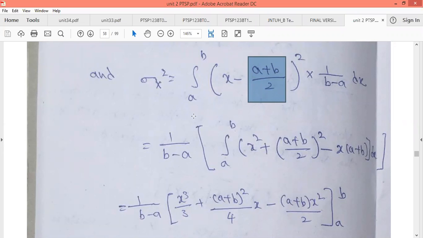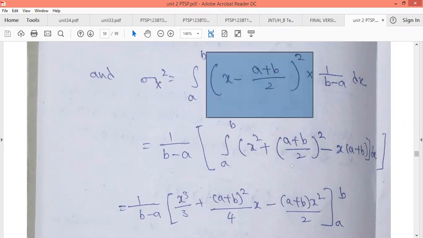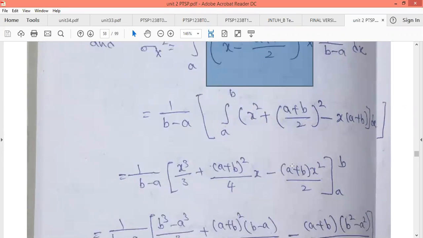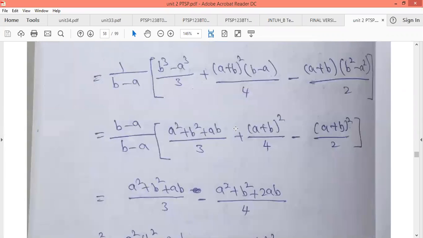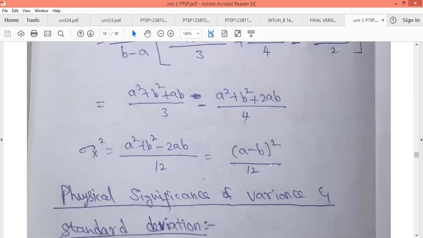Now we just expand this term, the (a minus b) whole square form. We expand the term, okay, and apply the integration separately for each and every term. So we will get the result. The result here is (a minus b) whole square by 12. Okay.